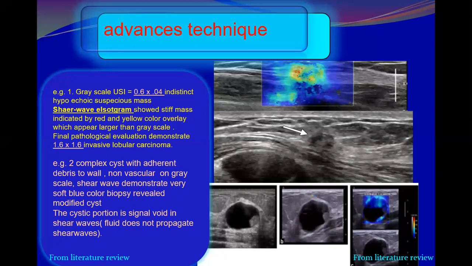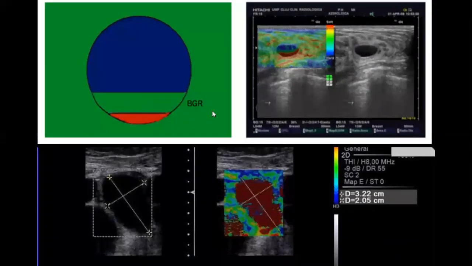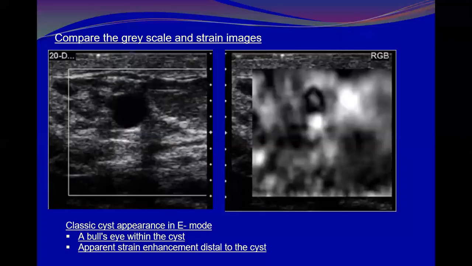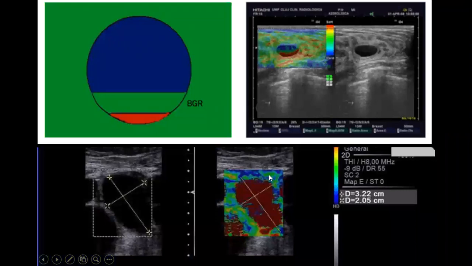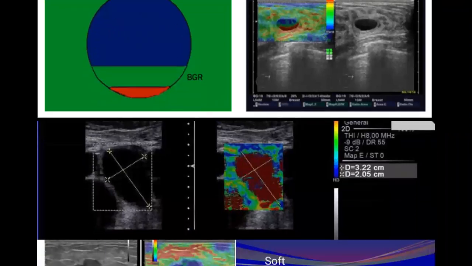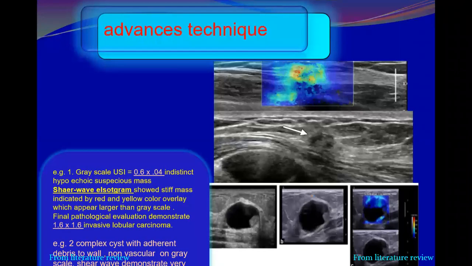Let us see to make sure. Yes, blue, green, red. BGR. You see the BGR sign. These all are strain. Here, this is the strain. In strain, this is classic, the bull's eye, and apparent strain enhancement distal. This one, like posterior enhancement, same as posterior enhancement, and smaller. And here, the BGR, and here, giving completely soft. These all are strains. But in the shear wave, it's usually signal void, as they mentioned. Okay. Nice.